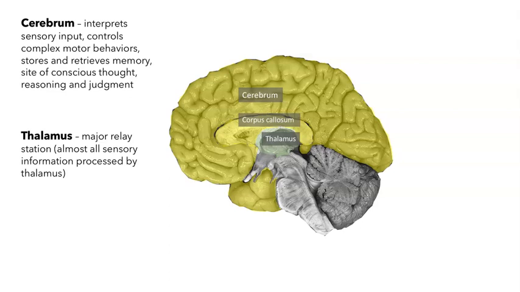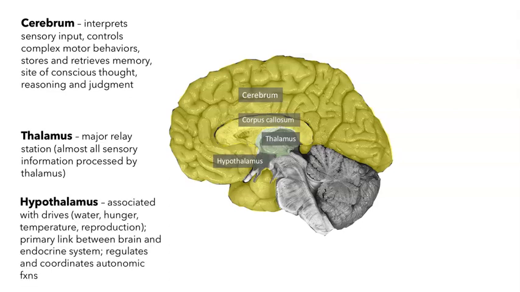The thalamus is a major relay station. Almost all sensory information is processed by the thalamus, so the cerebrum wouldn't know what was going on if it didn't get that information first that had been passed through the thalamus. Hypothalamus, this is associated with drive, so if you're hungry, your hypothalamus is telling you that.